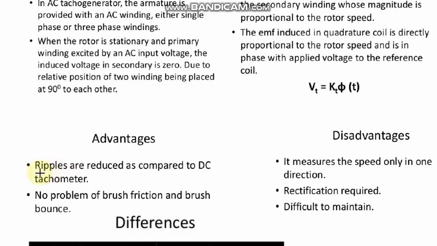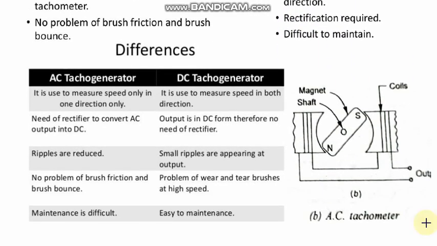The advantages are that ripples are reduced as compared to a DC tachometer. In a DC tachometer, it will not produce a constant DC; there are ripples, but the ripples can be reduced in the AC tachometer generator, and since there is no brush, there is no problem of brush friction and brush bounce. The disadvantages are that it measures the speed only in one direction, more circuitry of rectification and filter is required, and it is difficult to maintain. Now here I have shown one more cut view, and the differences are there.